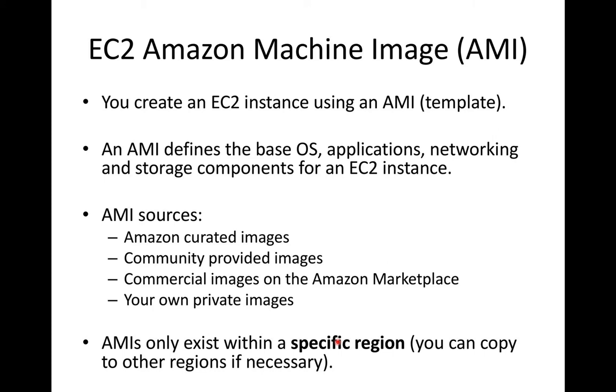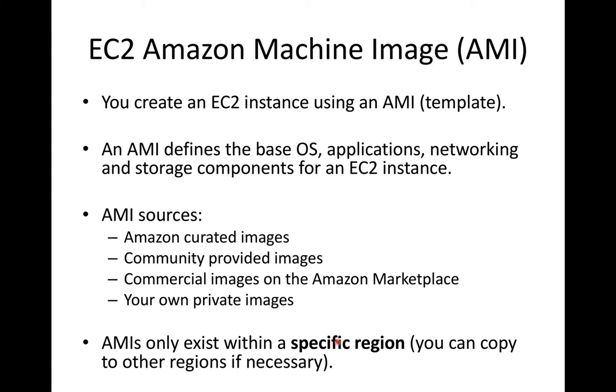Okay, so you've selected your EC2 instance type. The next step is to decide what type of operating system and software should be installed on the computing instance. And the way you do that is by specifying the Amazon Machine Image, or AMI. The AMI is basically a template which defines the base operating system and applications and networking components for an EC2 instance. There are a number of different sources that you can pull from to select an AMI.